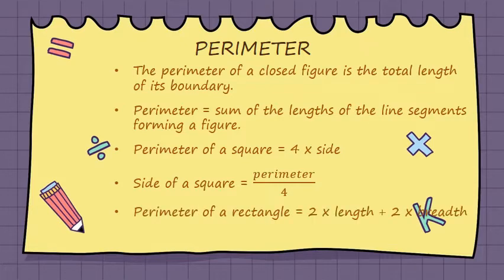The perimeter of a rectangle is equal to 2 multiplied by length plus 2 multiplied by breadth. As we know that in a rectangle, 2 opposite sides are equal. So, the perimeter of a rectangle is equal to 2 multiplied by length plus 2 multiplied by breadth.